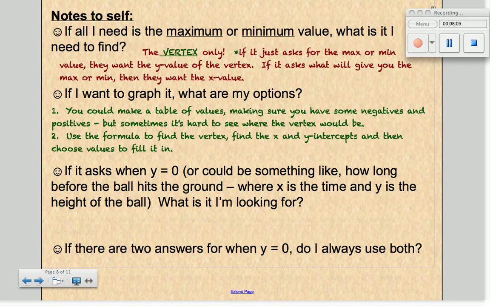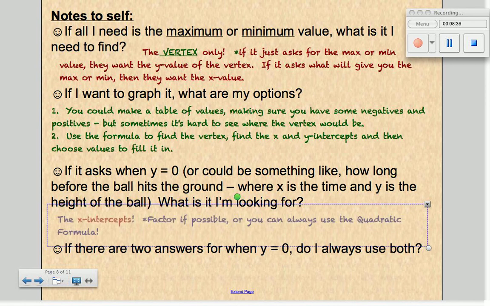All right, so if an equation or a word problem asks you when y equals 0. Now they usually won't say, what is this when y equals 0? It'll usually be something like, how long will it take before the ball hits the ground, or before a rocket ship hits the ground? Or maybe they'll give you the height that they want the rocket ship to be, where x is time and y is the height of the ball. So they're talking about basically when is the y value going to be 0? That's when you're looking for your x-intercepts. So as normal, you're going to factor if possible, or you can always use the quadratic formula.